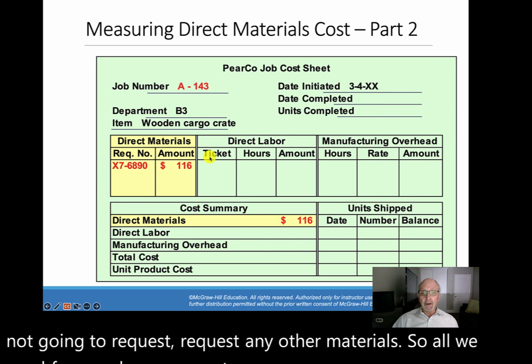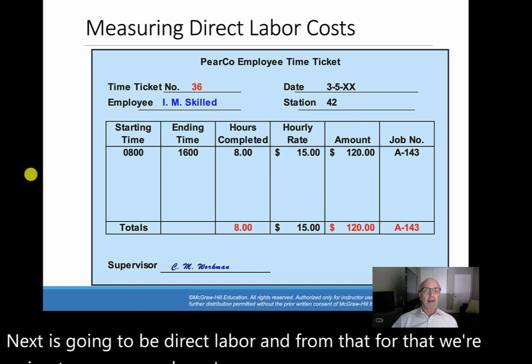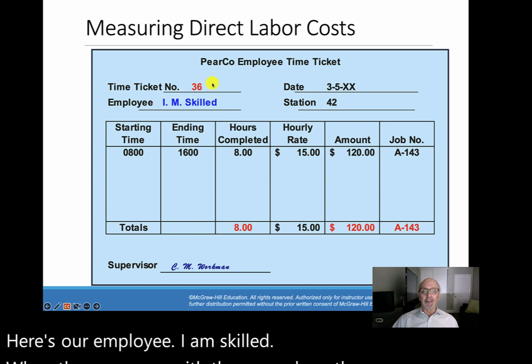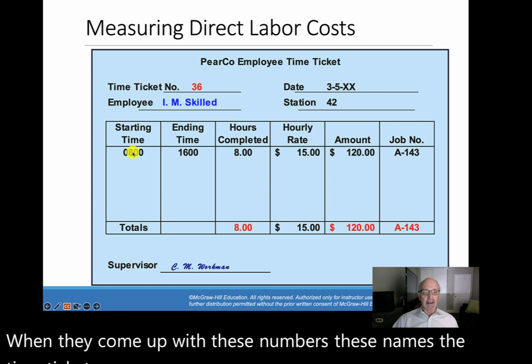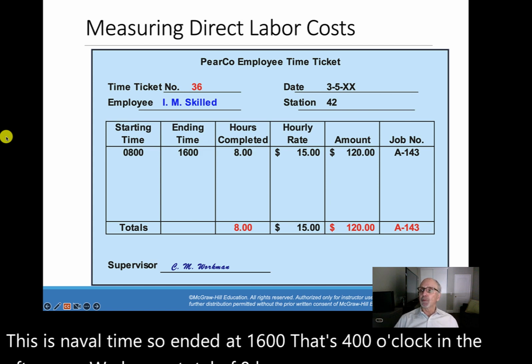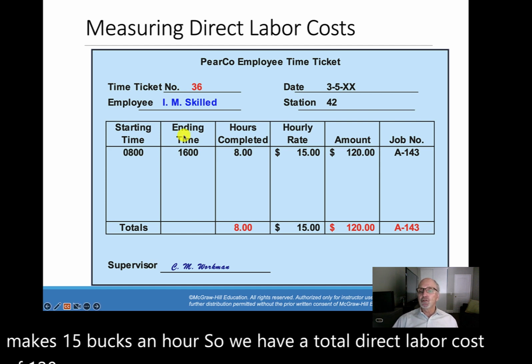Next is going to be direct labor. And for that, we're going to use an employee's time card. Here's our employee. I am skilled. The way they come up with these names. The time ticket: this person started at 8 o'clock in the morning and ended at 1600, naval time, that's 4 o'clock in the afternoon. We have a total of 8 hours completed. This person makes $15 an hour, so we have a total direct labor cost of $120. And here's the job number. Very important on a time ticket.